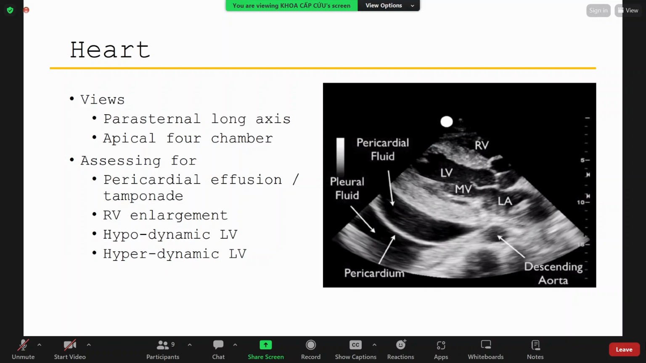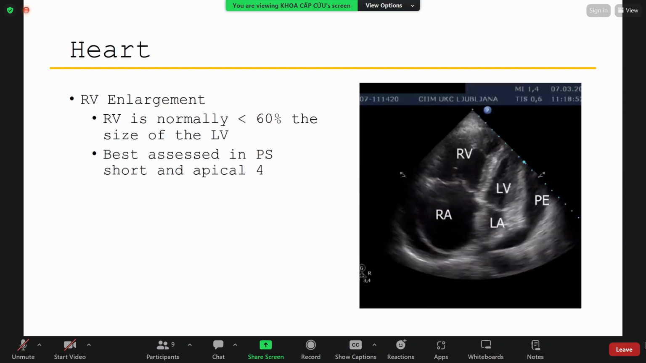Other things that we can look for are hypodynamic left ventricles or hyperdynamic left ventricles. Hypodynamic, it's really not working as hard as it should be, or hyperdynamic, it's really working too hard, trying to overcome some other form of shock. And so the first thing to start with is the right ventricle enlargement.